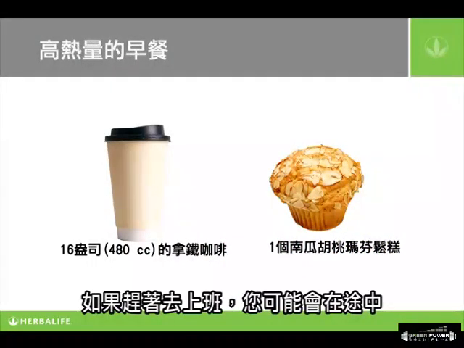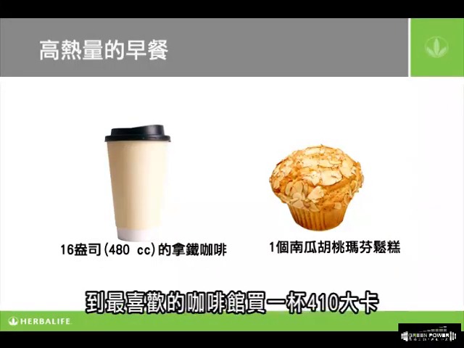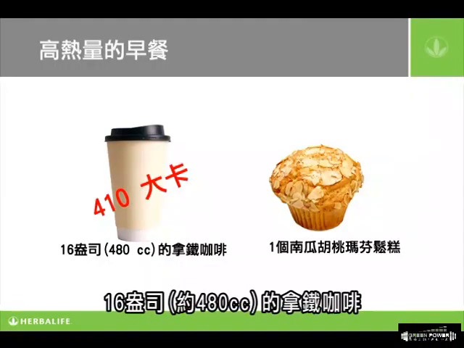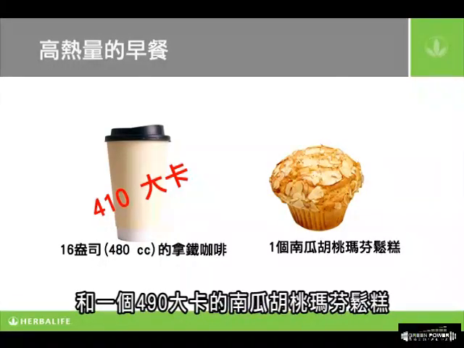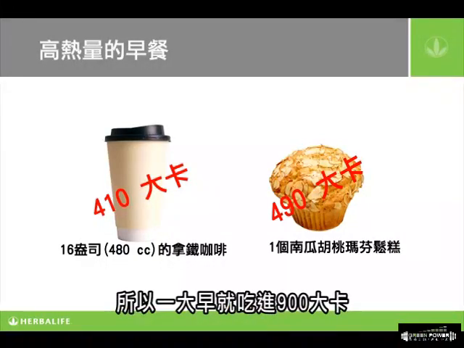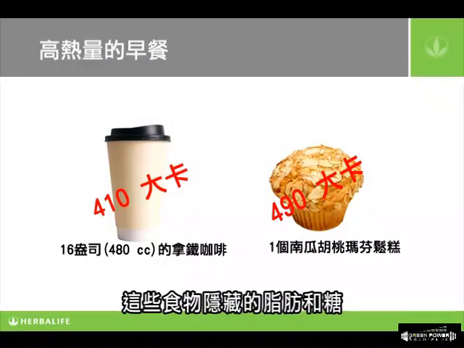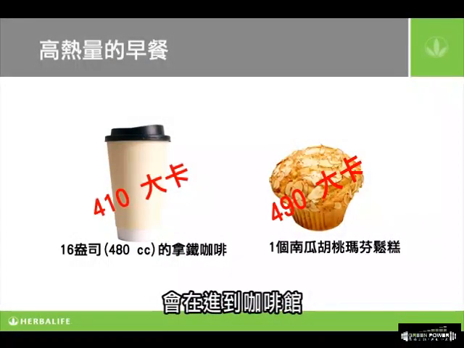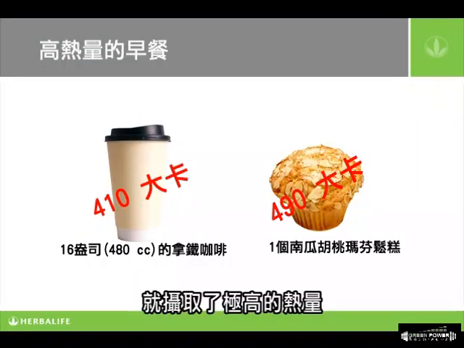If you're rushing to get to work, you might opt to stop by your favorite coffee shop for a 410-calorie, 16-ounce coffee latte drink and a 490-calorie zucchini walnut muffin, which starts your day with 900 calories. Hidden fats and sugar can make your visit to the coffee shop very calorie expensive.